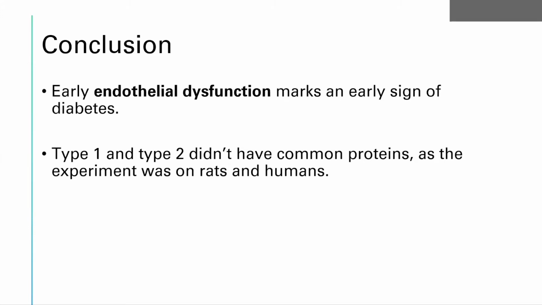And the reason that the type 1 and type 2 diabetes didn't have common proteins was because research paper 1 was on rats and research paper 2 was on humans. So they will have significantly different sets of results, and there won't be many commonalities.